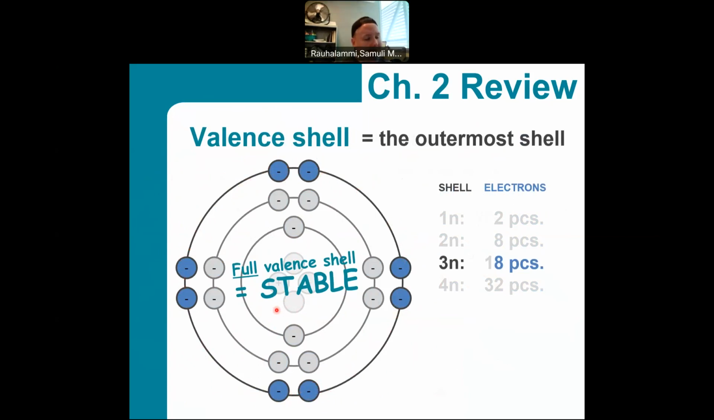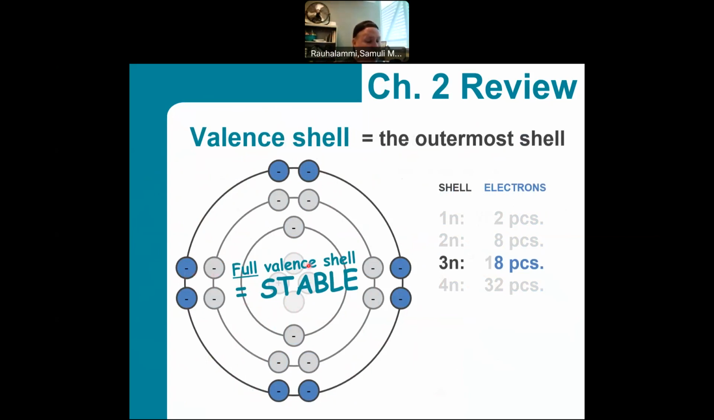And what I mean by that is that atoms always want to have a full valence shell. And when they have a full valence shell, they're not very reactive at all in terms of doing chemical reactions and in terms of interacting with other atoms. So they're kind of in their happy place. They are very stable. They're not very reactive if they have a full valence shell.